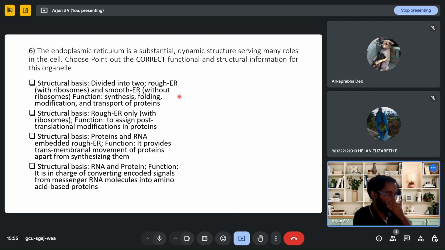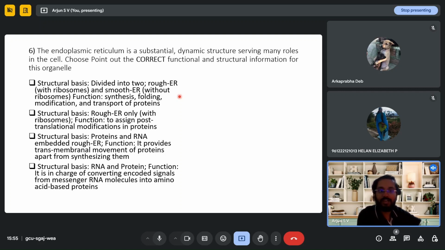The next question is, the endoplasmic reticulum is a substantial dynamic structure serving many roles to itself. Choose or point out the correct functional and structural information for this organelle. So, for the endoplasmic reticulum, we have to point out a structural and functional aspect. Already we know that endoplasmic reticulum is divided into two different components. One is the rough one and the smooth one.